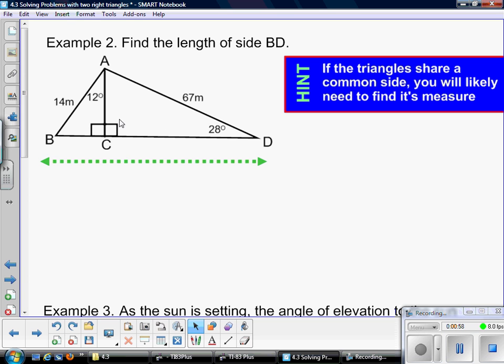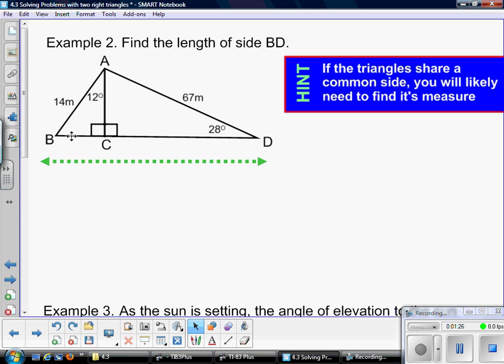Now, are there other laws that deal with non-right triangles? Yes, there are. However, what we have going for us right now is only the primary trig ratios and other geometric properties. So I'm going to follow what we said with our last page, that I'm going to find as many angles as I can. Because if I can do that, then maybe I will be able to find enough information.